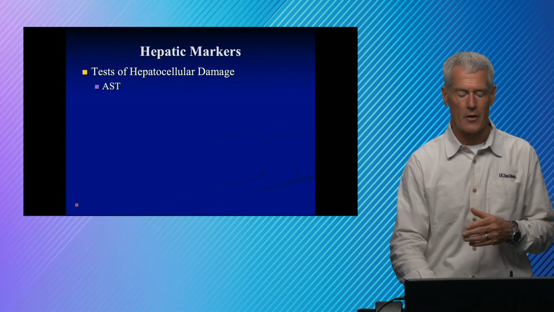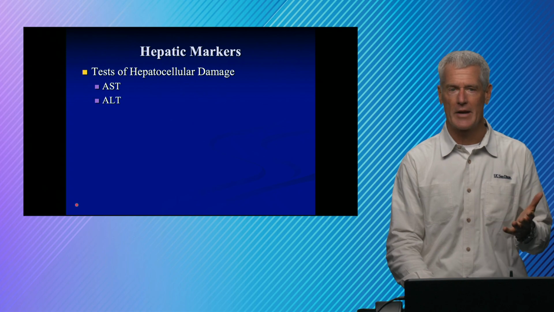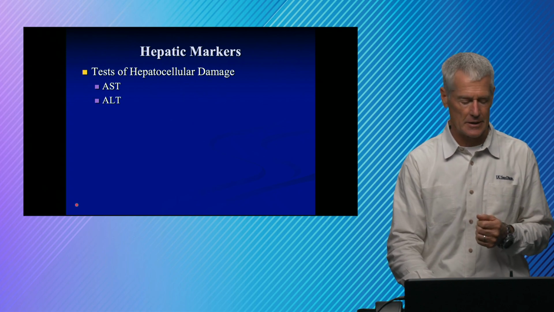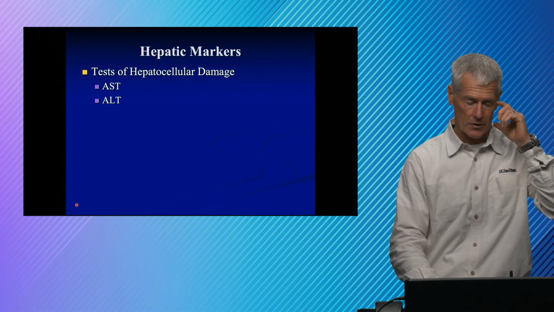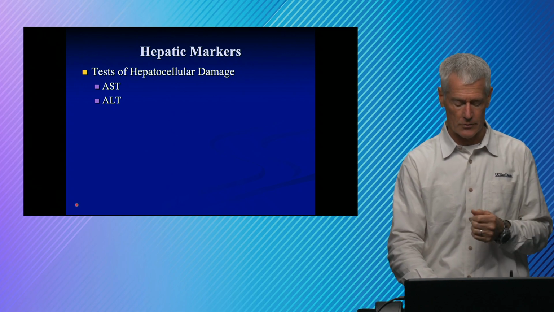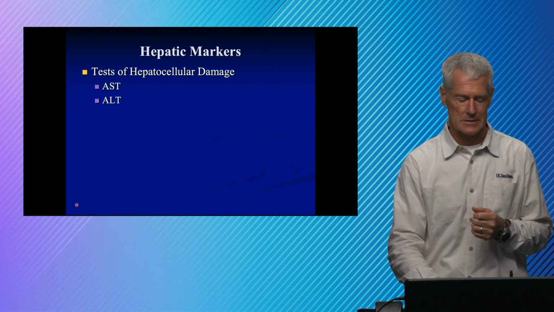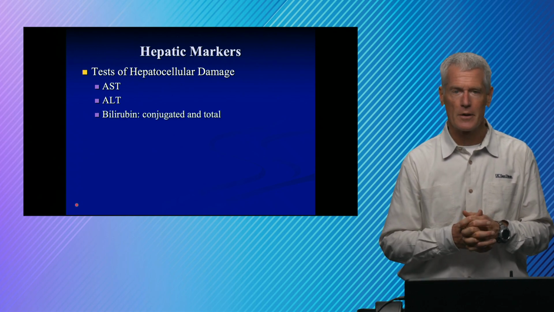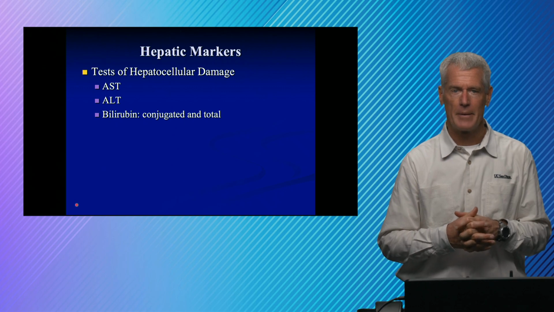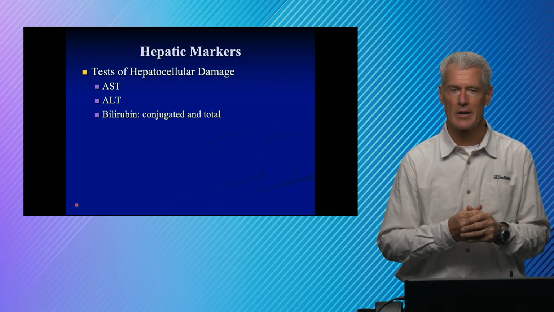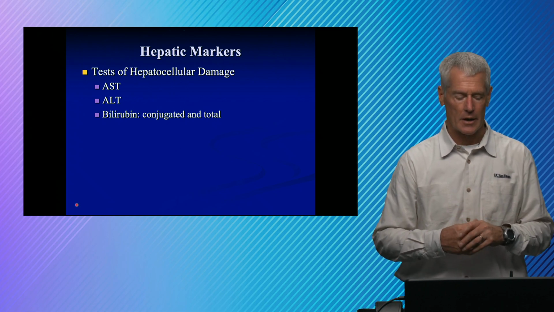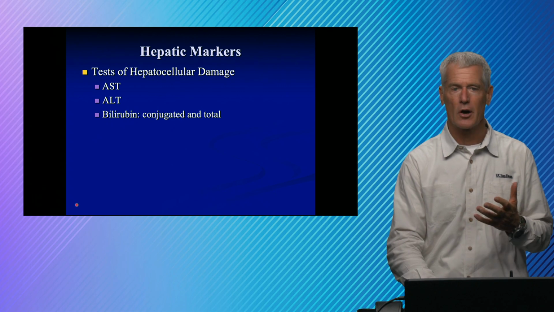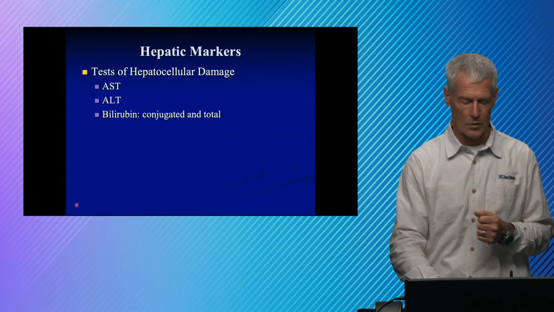Our best markers of hepatocellular injury are the transaminases, AST and ALT, aspartate aminotransferase and alanine aminotransferase. So we commonly just talk about them as transaminases. Bilirubin can also be an indicator of hepatocellular damage. If we have enough hepatocellular damage, those hepatocytes swell up and we get increases of both conjugated and total bilirubin. We'll talk about what is conjugated, what is total, what is an indirect bilirubin, and what that means.